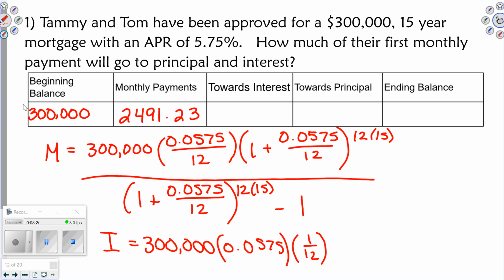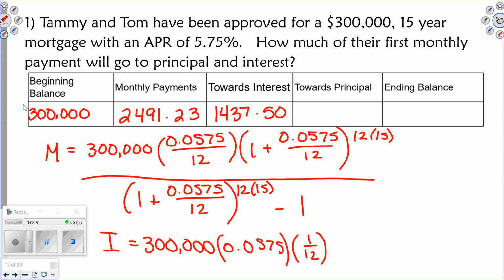So how much goes towards interest only? John? Yeah, it is a big number. $1,437.50. Isn't that great? You're paying over $2,400, almost $2,500, and $1,437 of that is going towards interest only. It's not even paying off your loan.